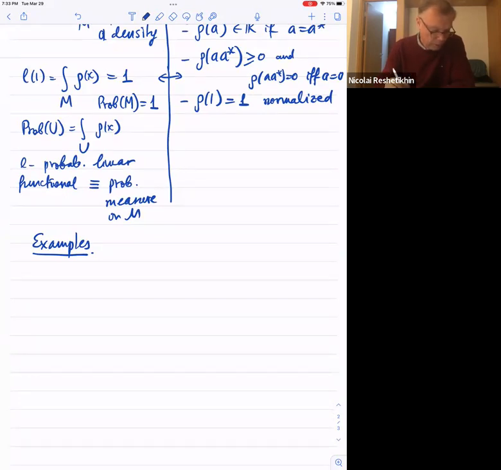Okay, so first, a sort of typical example, in a sense. Suppose that we have a vector space. Sorry, just to check something.